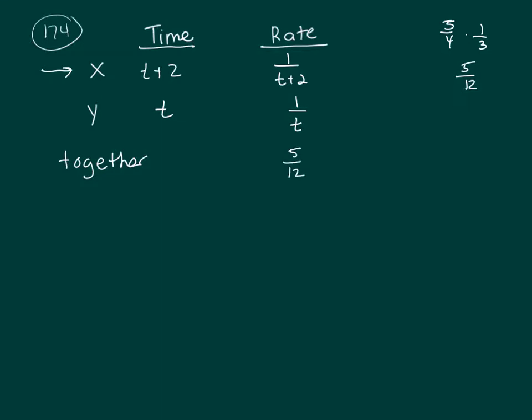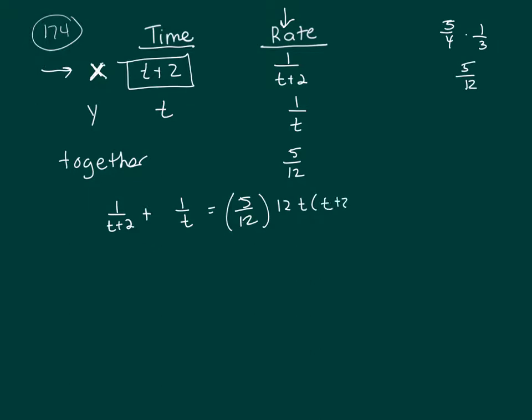And your equation always comes from the rate column. So 1/(T plus 2) plus 1/T will equal 5/12. And I'm going to solve that for T. And to find machine X's time, I'll add 2 to it since I've got T plus 2 right there. So let's clear our fractions by multiplying everything by 12, a T, and a T plus 2, which is our LCD.